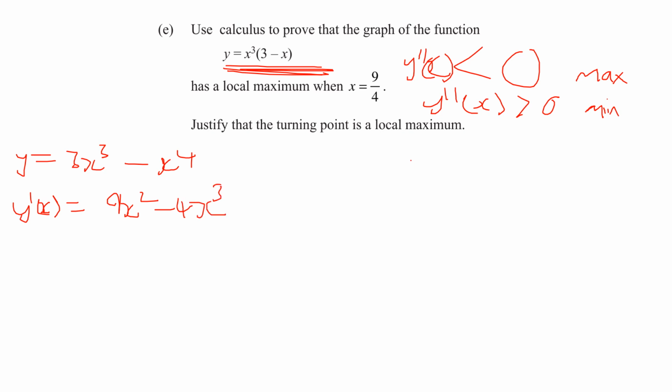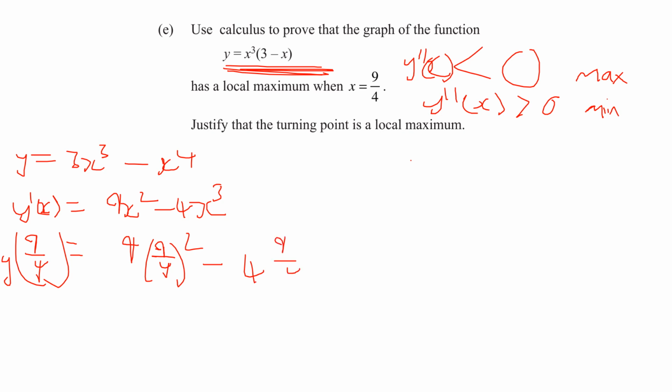And what we're saying is, when we substitute 9 over 4, so y prime of 9 over 4, we've got 9 over 4 squared here and 9 over 4 cubed here. You'll most probably need to pull out your calculator to prove this. This should be equal to 0, so you can quickly work that out and prove it.